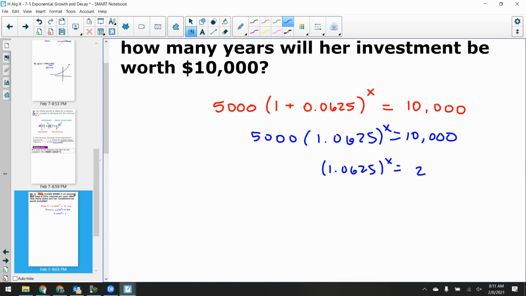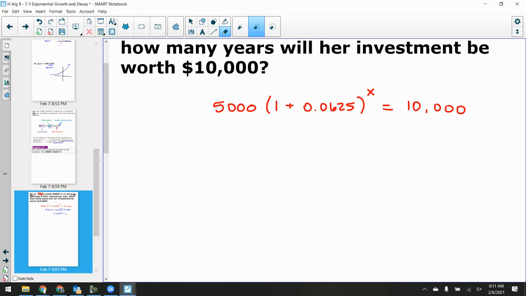I would only square root something if there was a 2 up here, right? Like that's how you undo a square. If this was an x squared, then I would square root the opposite side. So it's not necessarily square rooting. Actually, we don't know how to do this yet. You don't know how to solve that yet. That's an unknown. We actually will use what's called a logarithm.